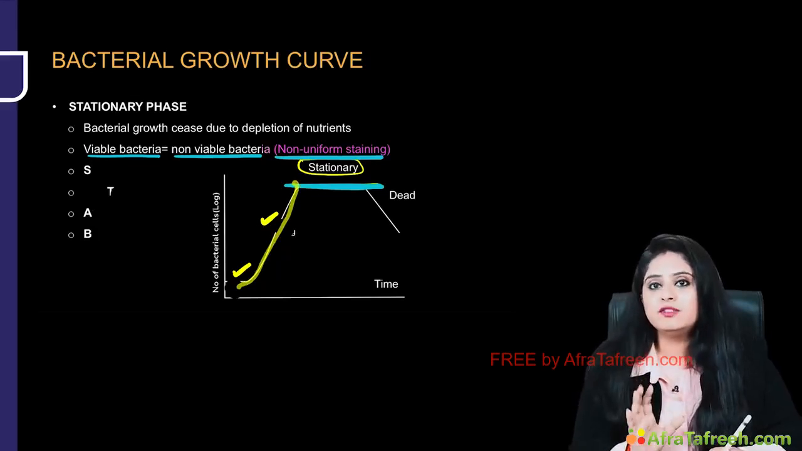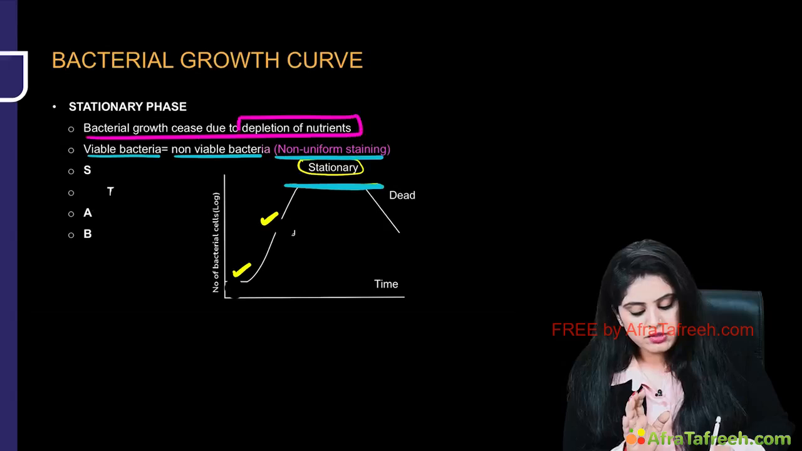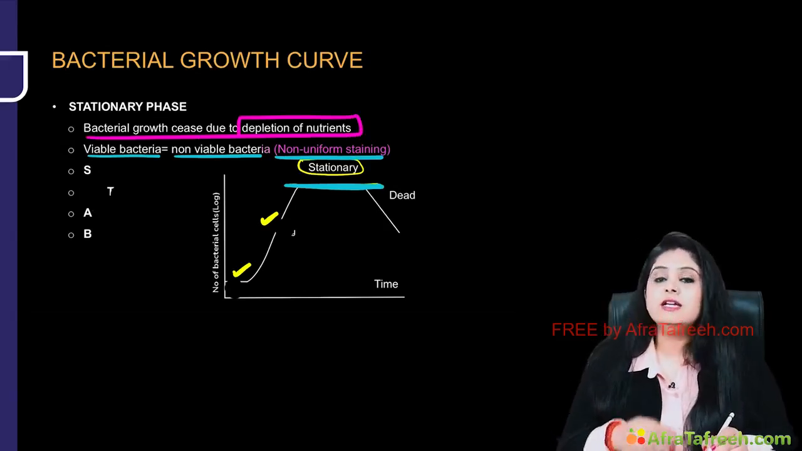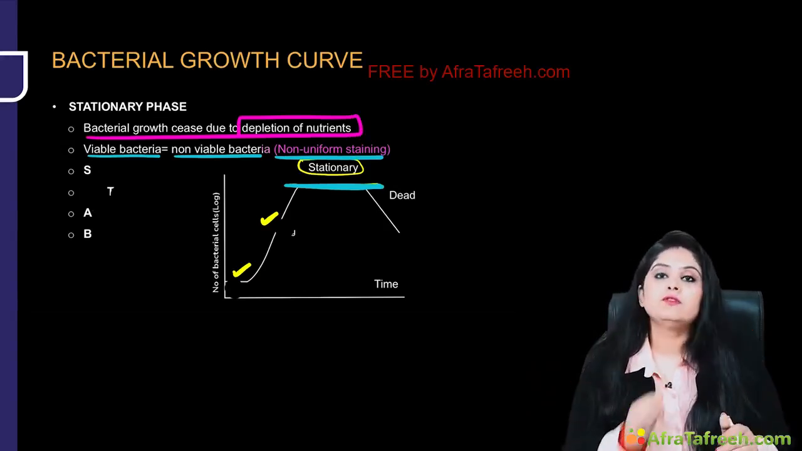After some time you will get exhausted. This means that the bacteria has had depletion of nutrients. The bacteria has got exhausted, and that is why the plateau has come. So now there are some living, some dead, and non-uniform staining will come.